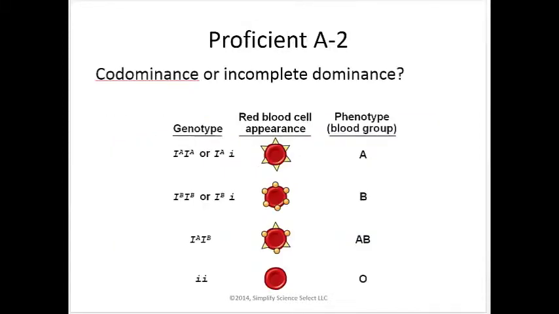Okay, what about this example? Talking about blood types, whether you're blood type A, blood type B, blood type AB, or blood type O. This is an example of codominance, because if you look at the shapes, A is represented with triangle shapes on the cells, B is represented by circle shapes on the cells, and AB has both, not a blend, both. Or in the case of recessive, neither.